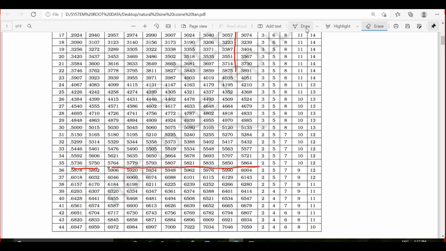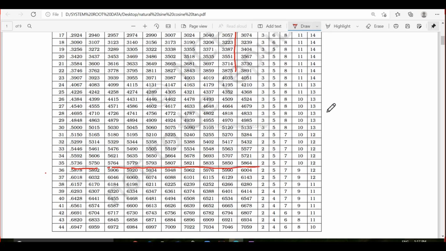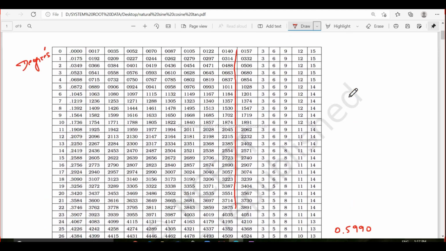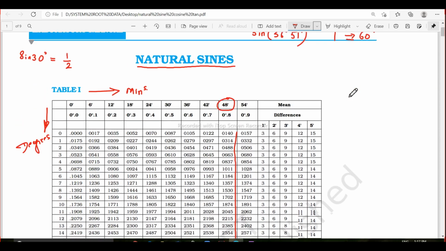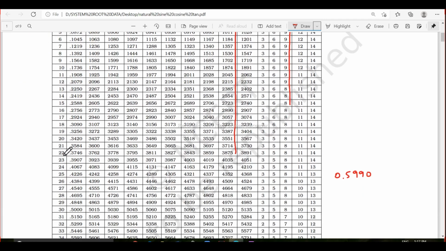Just remember one thing: this should be written in terms of decimal. See, this is 0.5878, so the entire thing is in decimals. So this would be 0.5990. But we had taken only 48 minutes, whereas we needed 51 minutes. So there is a difference of 3. For the difference of 3, we go to mean difference here, and then again we take it down, down, down, and we go right till where we had 36 degrees.